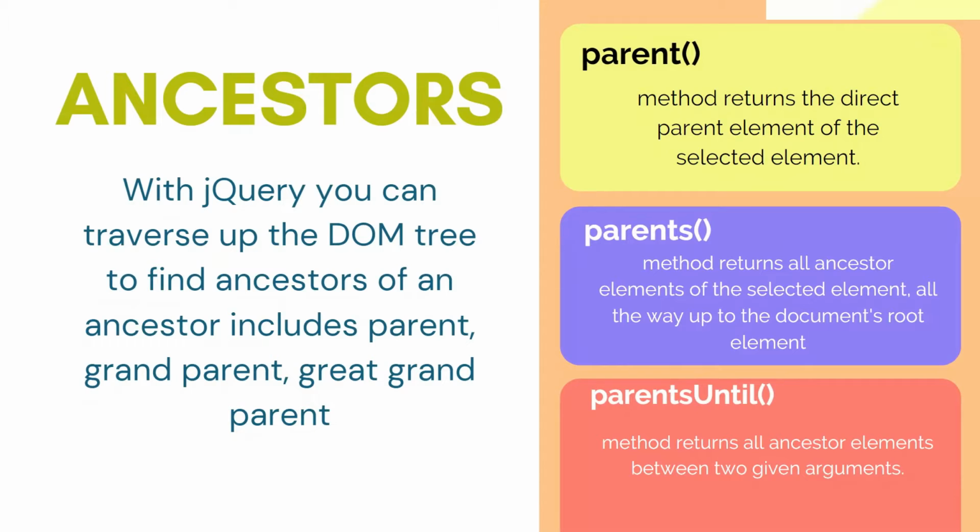Now we have the ancestors. Using ancestors we are able to find the parent, grandparent and great grandparent of a specific element in the HTML. For example, if you have a div, under the div a span, and under the span a p, then for p, span is the parent and div is the grandparent. And this is what ancestors are all about.